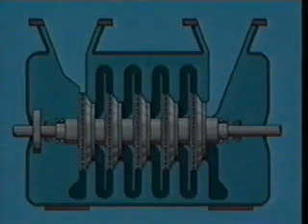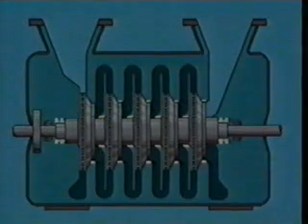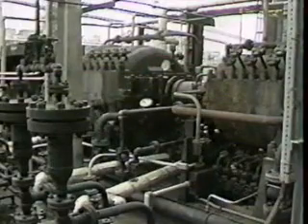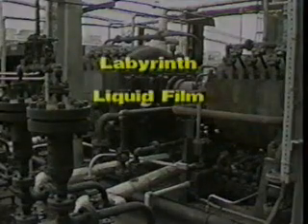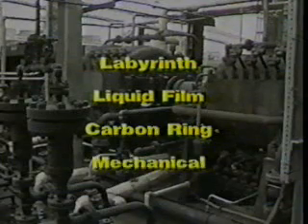Most compressors need some type of sealing to keep the compressed gas from leaking out of the compressor and to prevent leaking between stages. Particular care must be taken when the gas is combustible. That's one reason why seals are so important. Let's examine some of the types used. The most common types of seals are the labyrinth, liquid film, carbon ring, and mechanical.